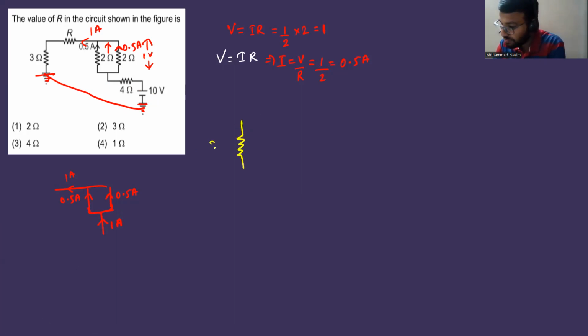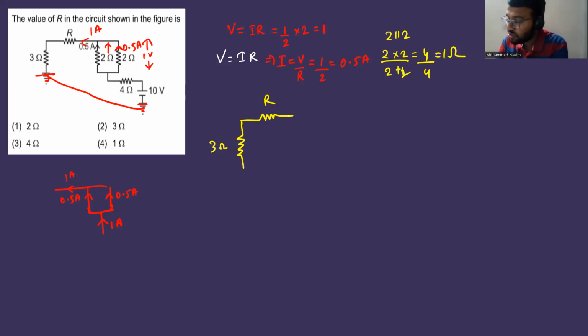If I redraw the circuit, this is 3 ohms. This is R. This is a 2 ohm and 2 ohm in parallel. How much will 2 ohm and 2 ohm in parallel become? R1 into R2 divided by R1 plus R2. 2 twos are 4 and 2 plus 2 is 4. So it is going to be 1 ohm. So the effective resistance of 2 ohm and 2 ohm connected in parallel is 1 ohm. And then you have a 4 ohm resistor. And then you have a 10 volt battery.